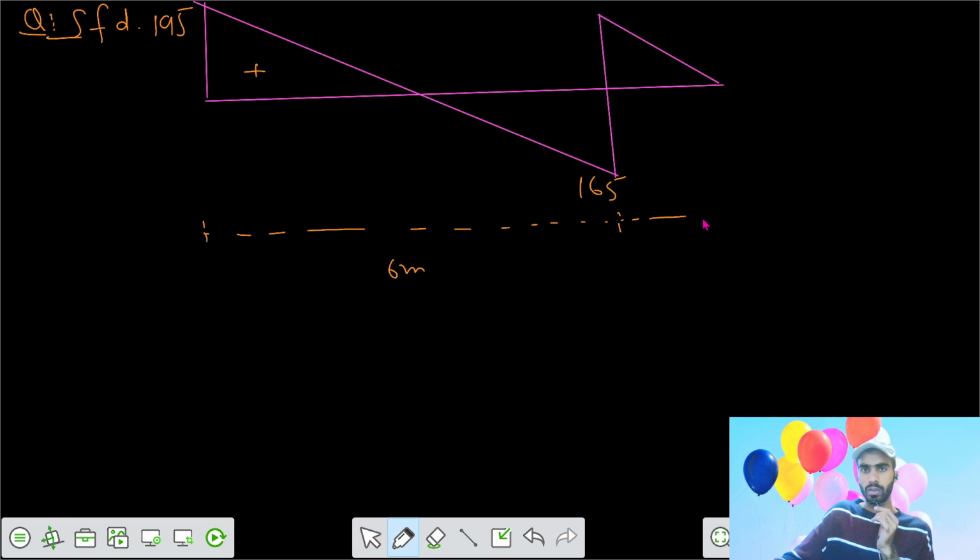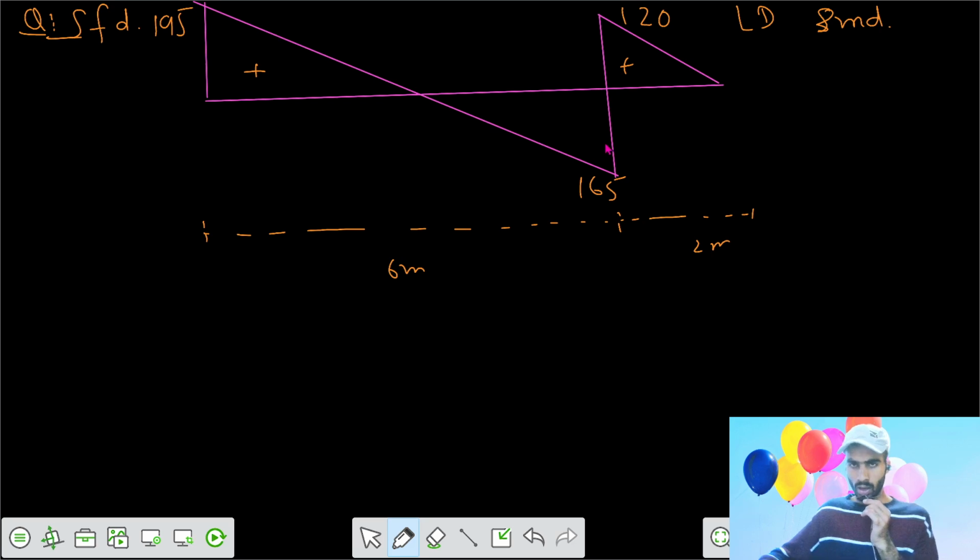And this one is your 2 meter. And the value here is 120 kilonewton. So we need to get the loading diagram and bending moment diagram. There is also mentioned that no couple is applied anywhere.